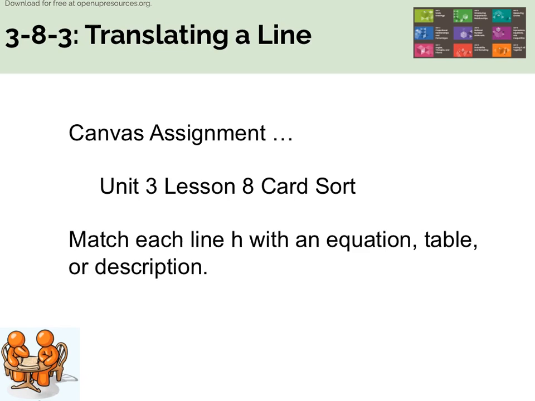So what we're going to do is in Canvas, there's an assignment called Unit 3, Lesson 8, Card Sort. What you're going to do is match each line, H, with an equation, a table, or description. So make sure you understand where that piece of information is coming from. You might need to make an equation for those. So make sure you do this before you do your practice problems, and then come back after that.